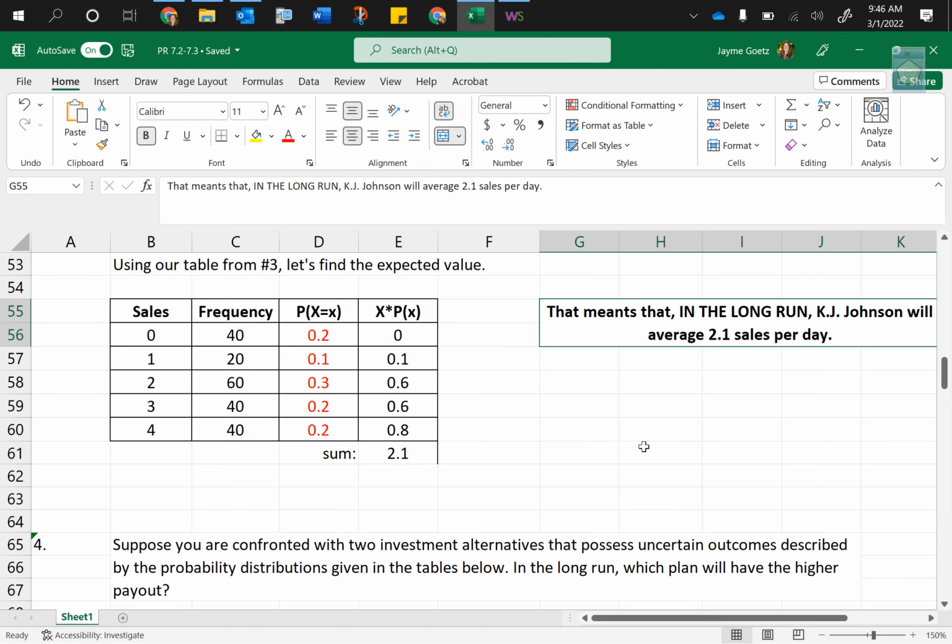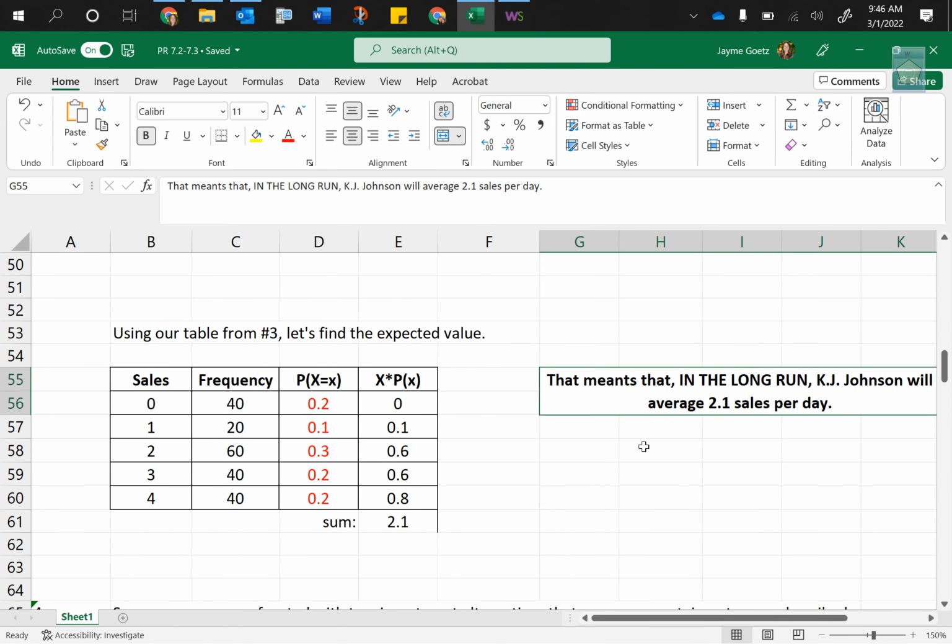Okay? So the expected value is each individual value times its probability, and it's the sum of all of those. So in the long run, KJ Johnson will average 2.1 sales per day. Does that mean that he's going to have 2.1 sales per day? No, you can't even have 0.1 sales per day. That's saying after a long time, in the long run, that's going to be his average.